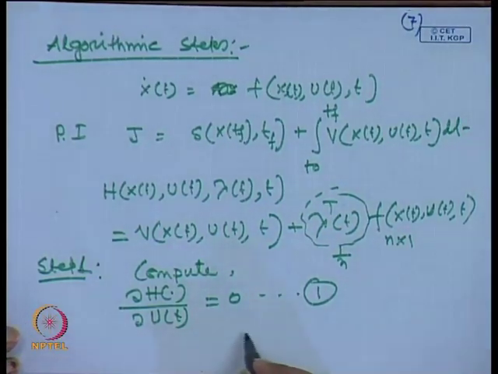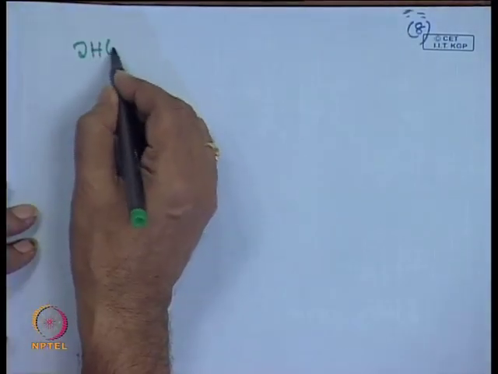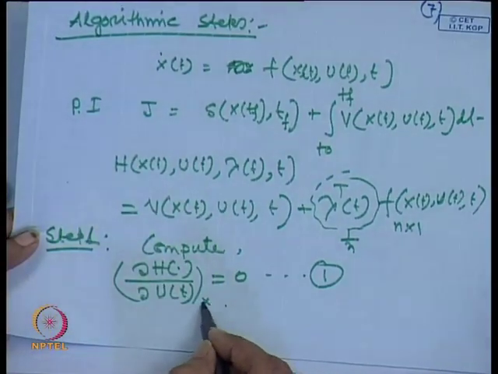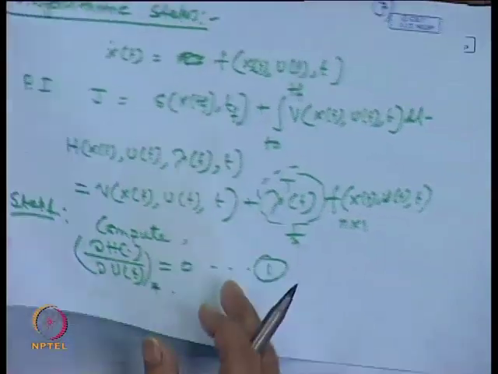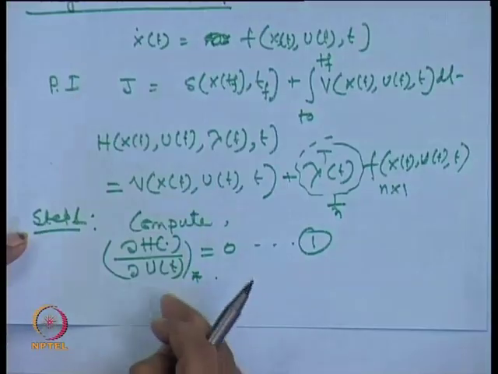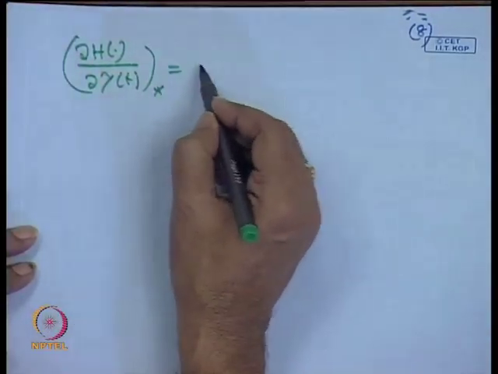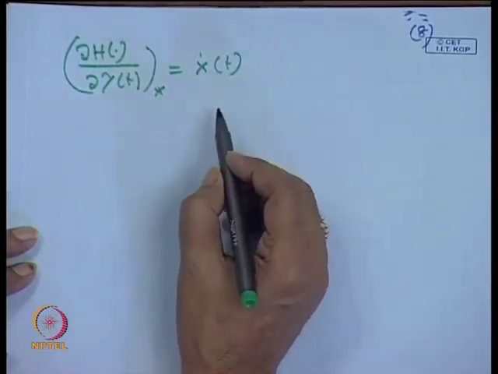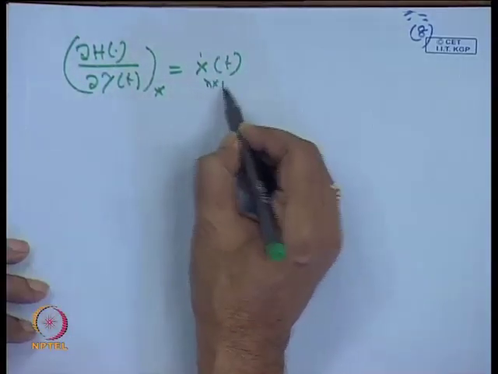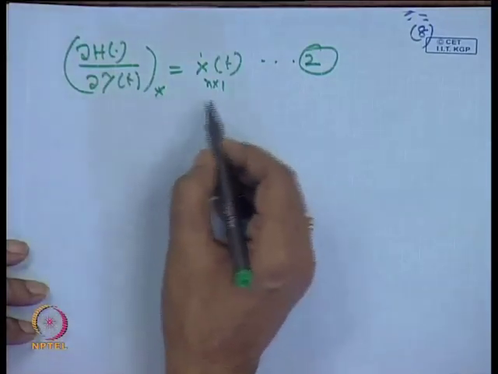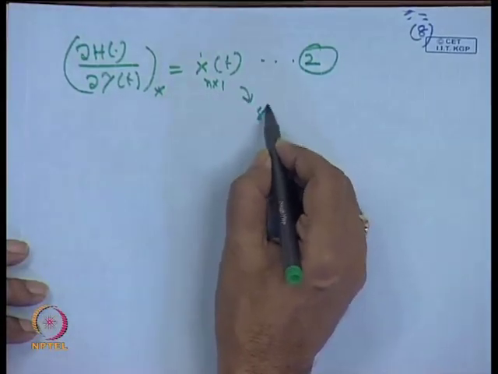Second equation, the state equation that we have written: del H del lambda of t. If you like, you can put a star, meaning the optimal solution you get, or you can omit this star, it does not matter, because you have to solve this equation. So, that is equal to x dot of t, agree. This is also n cross 1, let us call this equation number 2, and this is called the state equation.